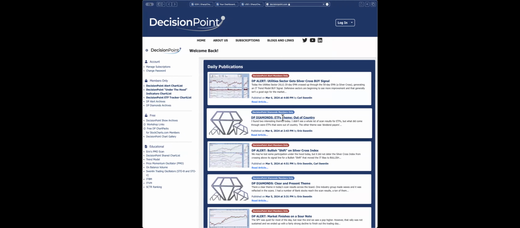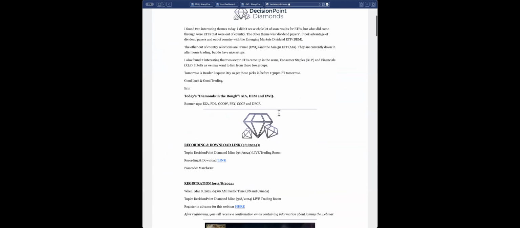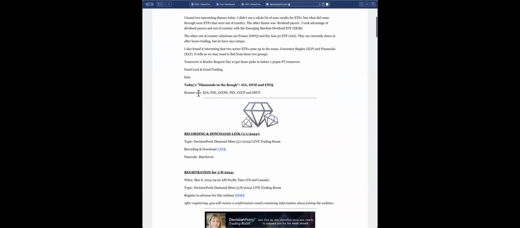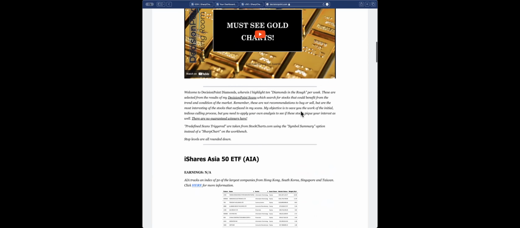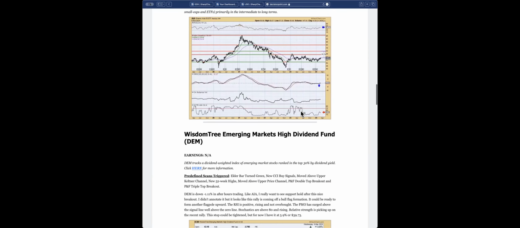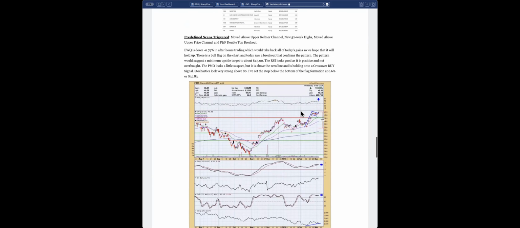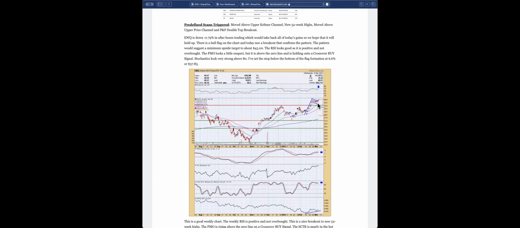And then there's Diamonds. I'll give you a little sneak peek. Here were my Diamonds for yesterday. I also give you what I call my runner-ups, the ones that I came down to a certain number of stocks and had to pick one. And then here's where I go through each stock and tell you what I'm seeing, what I'm expecting. I give you targets. I give you stop levels. There's the EWQ chart that I showed before, and I have a stop set below the flag pattern. So there's an example of how I can use the chart pattern to set my stop.